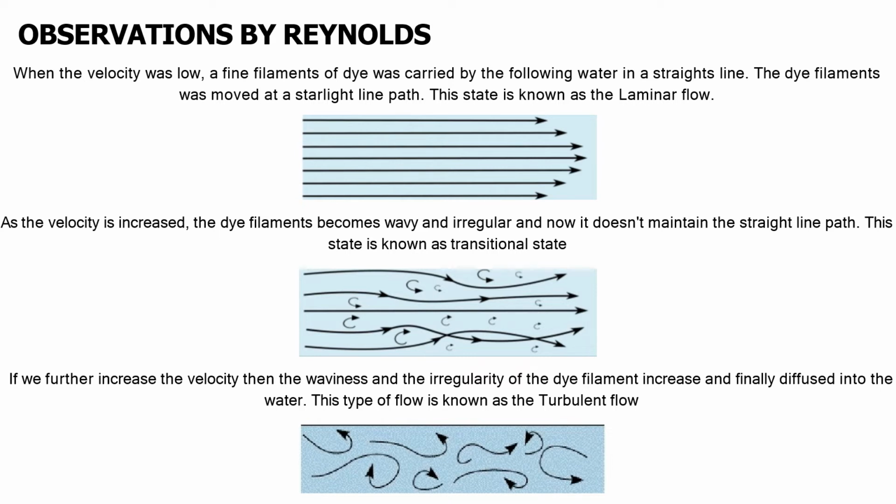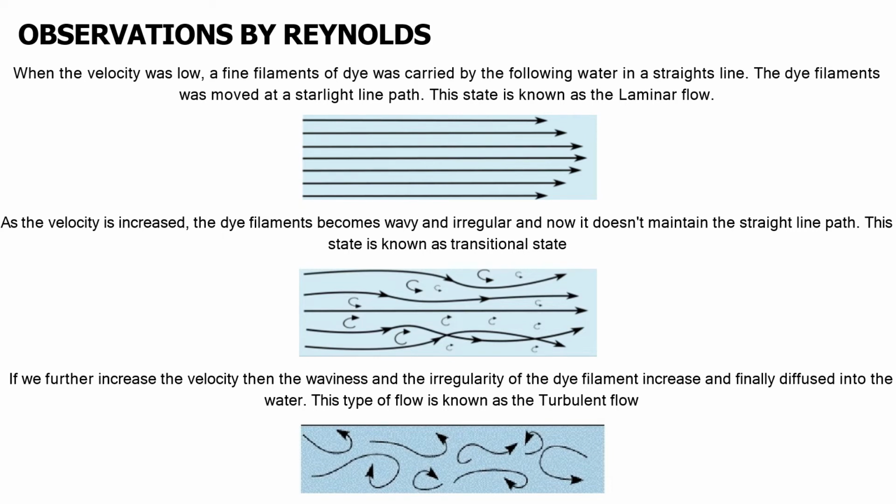Next, transitional flow. As the velocity increases, the dye filaments become wavy and irregular. Now it doesn't maintain the straight line path, because when the velocity has increased, the filament becomes wavy and irregular. So we cannot observe a straight line path. This state is known as the transitional state.